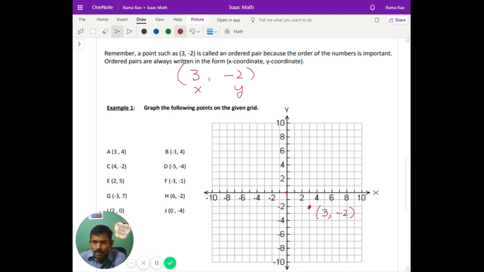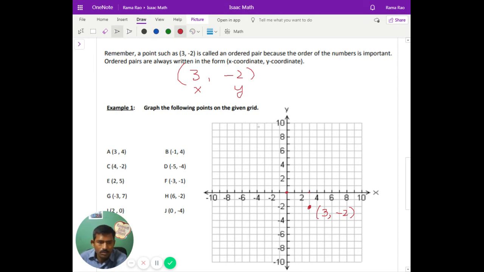Okay, that's very simple. That's how you plot points: 3 to the right, 2 down, because positive 3 means go to the right and -2 means go down. So that's how you plot the points.